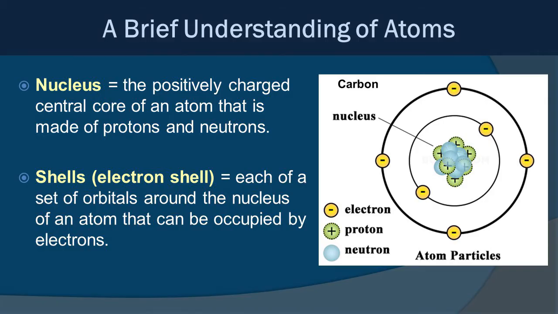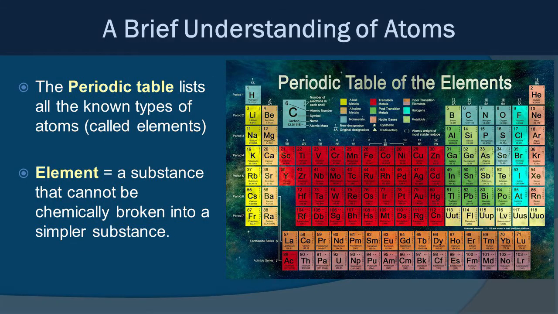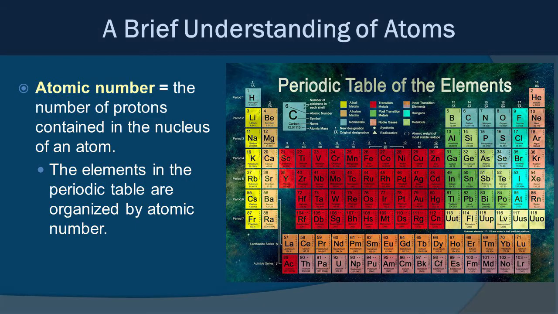Now let's look at one of the most ingenious tables ever designed by science, and that is the periodic table, which lists all the known types of atoms called elements. Now an element is a substance that can't be chemically broken into a simpler substance. Now the atomic number is the number of protons contained in the nucleus of an atom. And like I said, the periodic table is ingeniously organized, and it is done so through the atomic number. So the elements are all arranged that way.